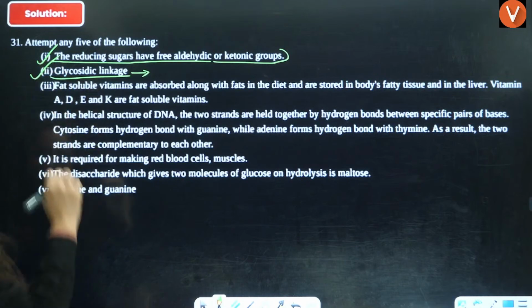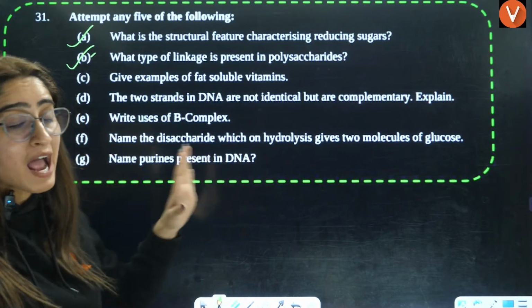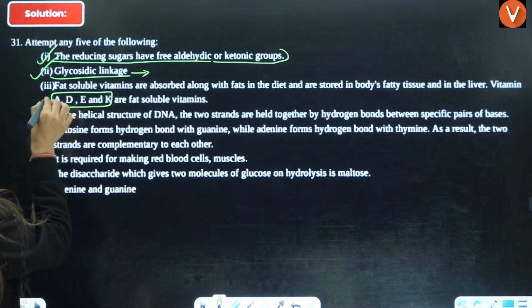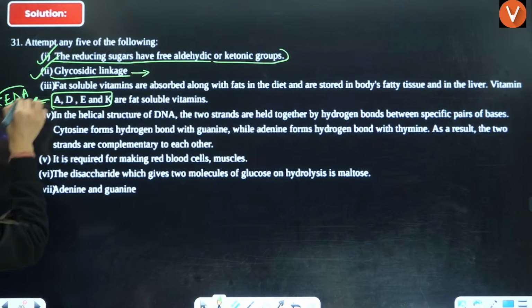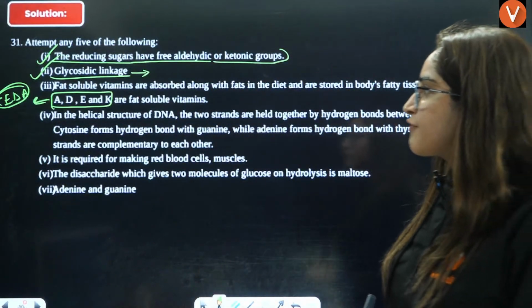Next is, give an example of fat soluble vitamins. So that is KEDA. Okay, you have to remember KEDA. Vitamin K, vitamin E, vitamin D, vitamin A. Right, these are fat soluble.